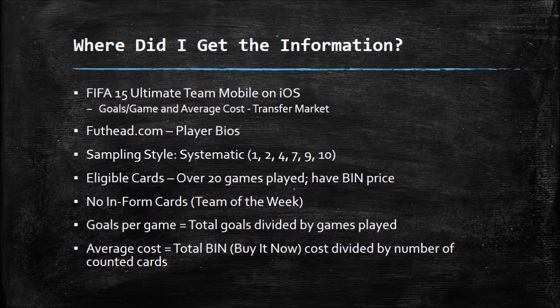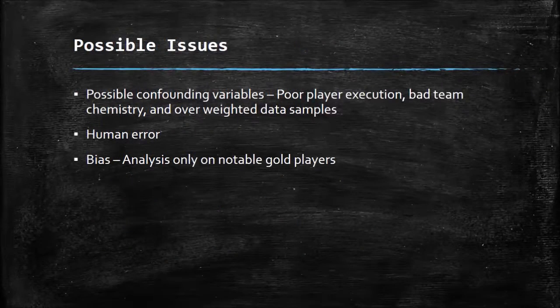There's special cards that FIFA or EA Sports releases every Wednesday, and they have slightly boosted stats, and they're not really representative, so I don't put them in. But, you know, they could be an interesting acquisition if you want to look it up, but they're kind of more expensive. So, alright, next up is goals per game, which pretty much means total goals scored divided by games played. And average cost is total buy it now cost or bin divided by number of counted cards. That's pretty straightforward.